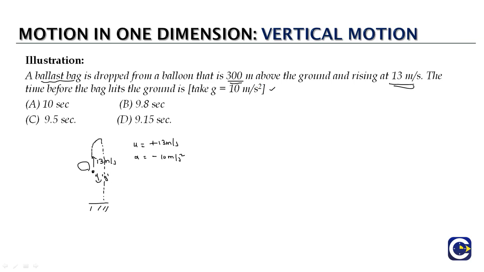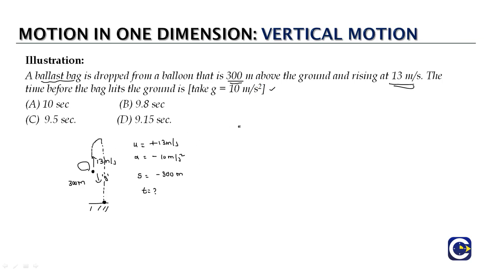Now when it is falling back to the ground, the initial position where it is released is 300 meters above the surface of the earth. When it is hitting the ground, the overall displacement of the journey from the initial position where it is released to the final position, which is the ground, will be equal to minus 300 meters. So we need to find the time it takes to hit the ground.